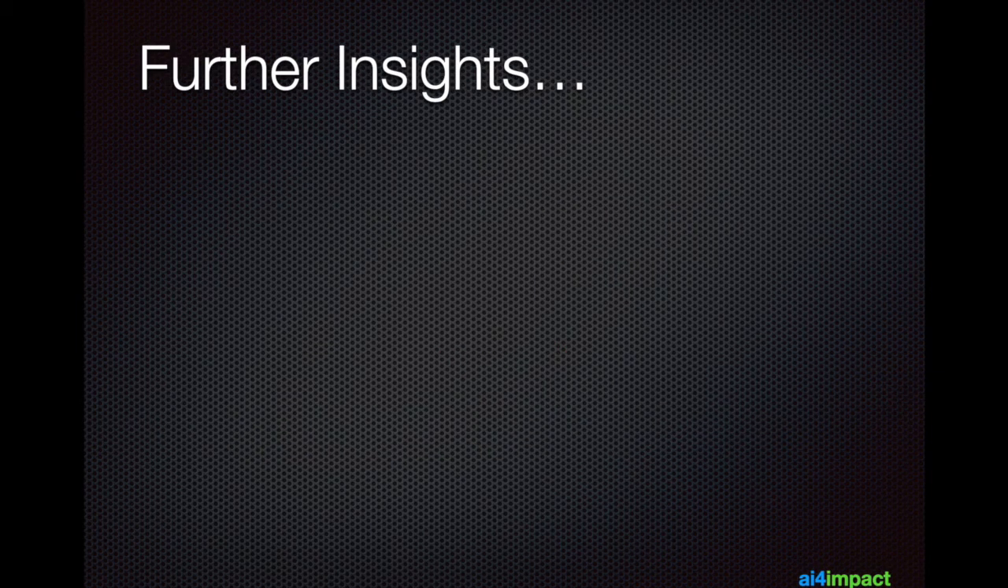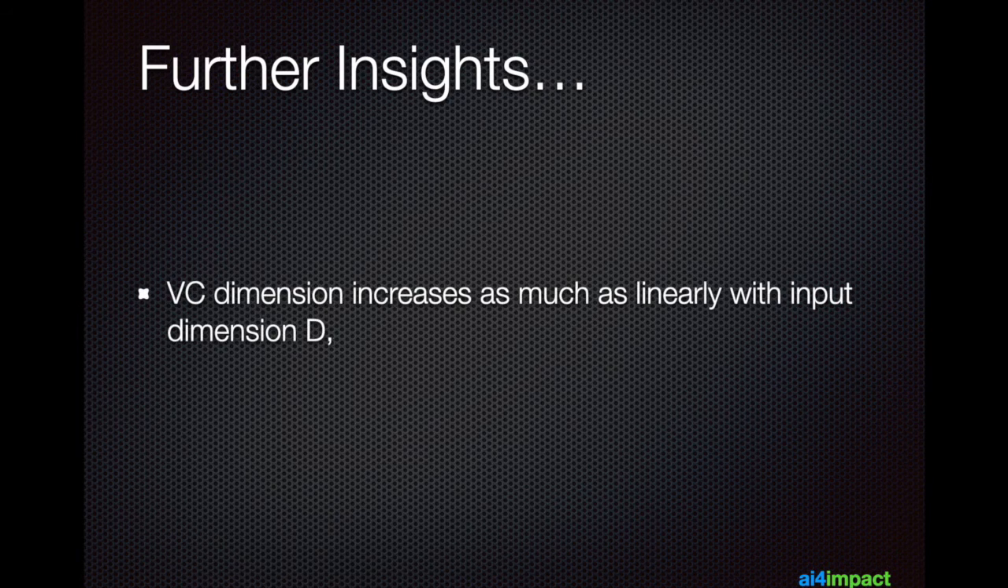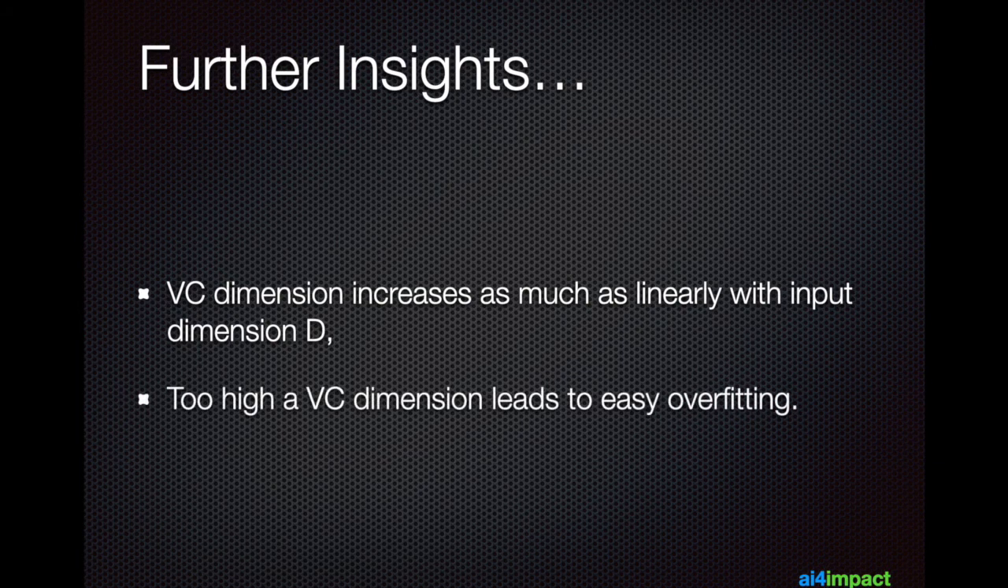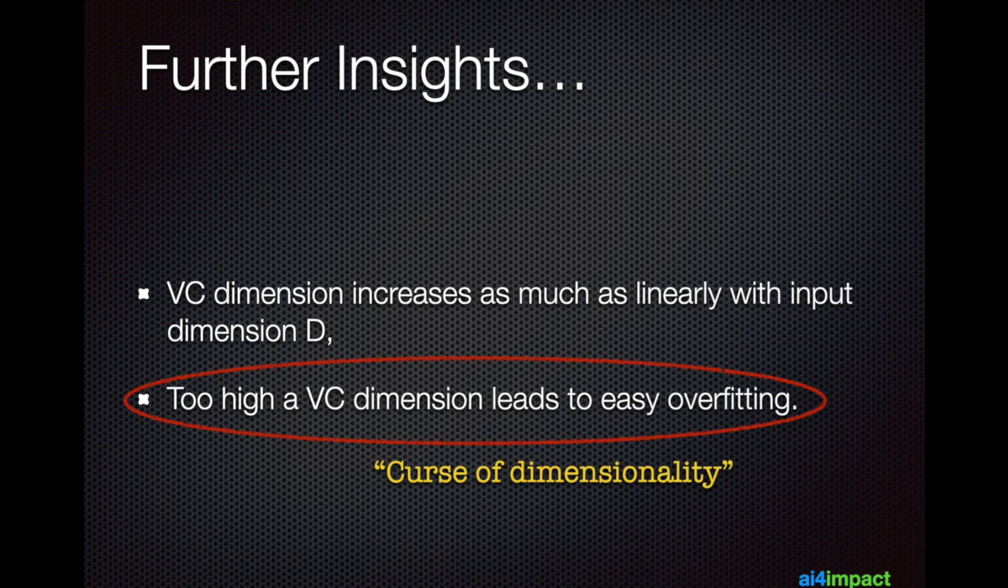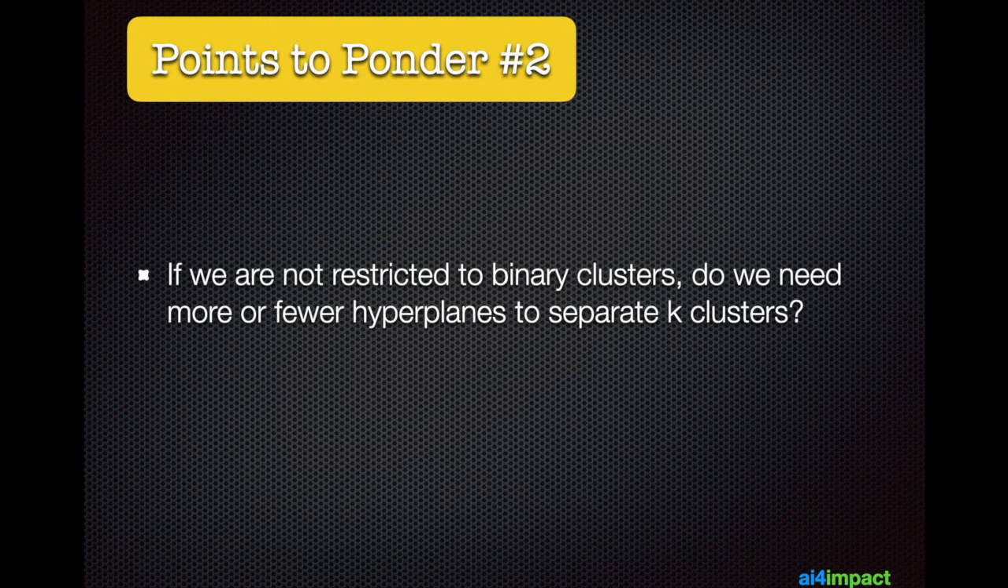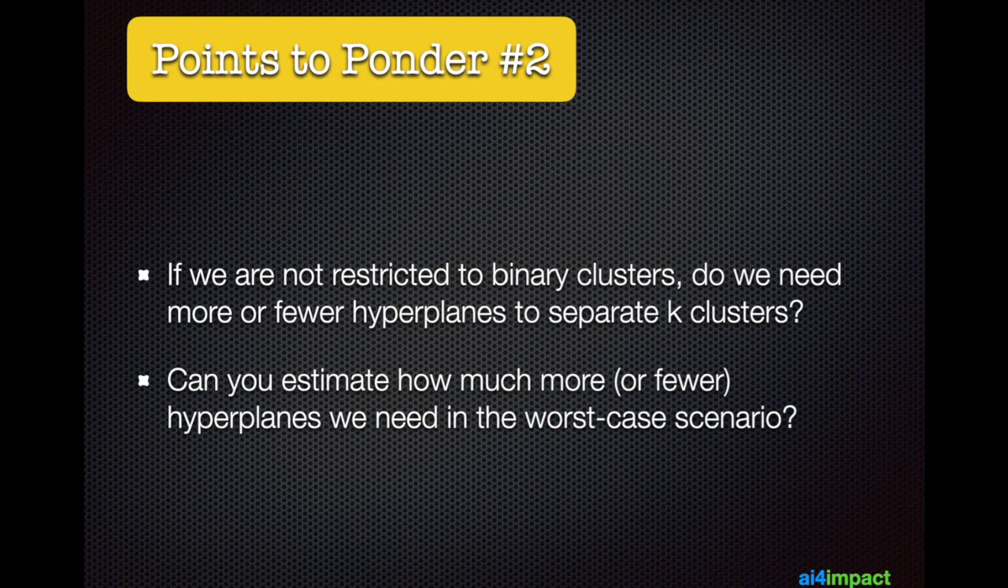This relationship gives us some further insights. The first is that the VC dimension increases as much as linearly with input dimension D. And second, we know that too high a VC dimension leads to easy overfitting. And this is called the curse of dimensionality. Here's something else you can think about. If we are not restricted to binary clusters, would we need more or fewer hyperplanes to separate K clusters? And secondly, can you estimate how much more or how much fewer hyperplanes we need in the worst case scenario?